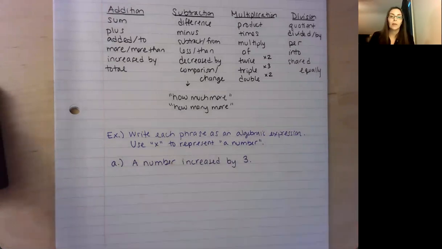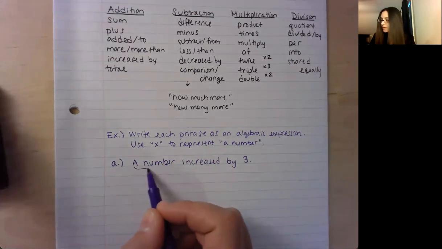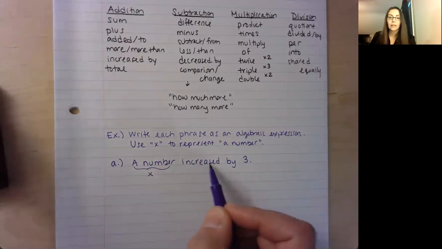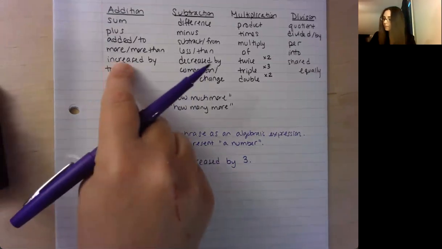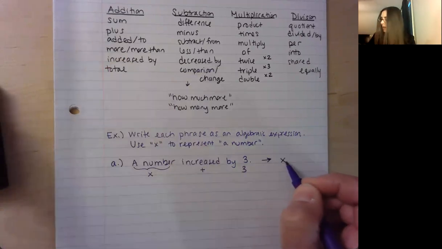So here we have a number increased by 3. So again, I don't know what the number is. We're letting that number be X. So a number represents X, increased by. Now, there's nothing really going on here. It's a pretty basic phrase. So increased by refers to addition, and then 3. So our phrase here just becomes X plus 3.